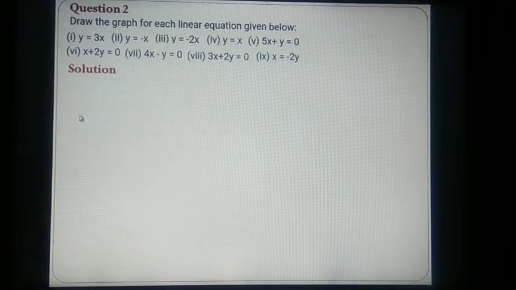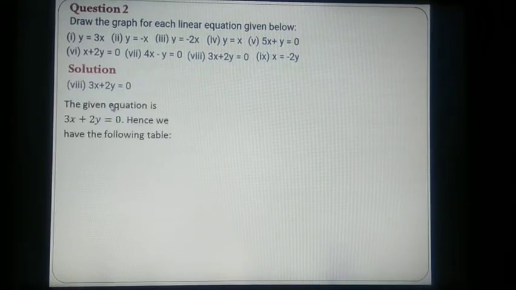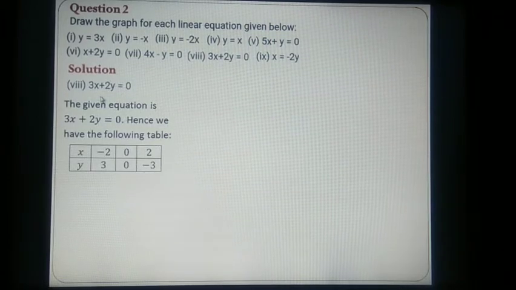Now let me take the other question, that is question number 8. As usual I am going to do the same. That means I am going to draw the table. Whenever x is minus 2, find the value of y. You will find it to be 3. Similarly, whenever x is 0, y is 0. Similarly, when x is 2, the value of y will be minus 3. You can verify this on your rough sheet, or rough paper.